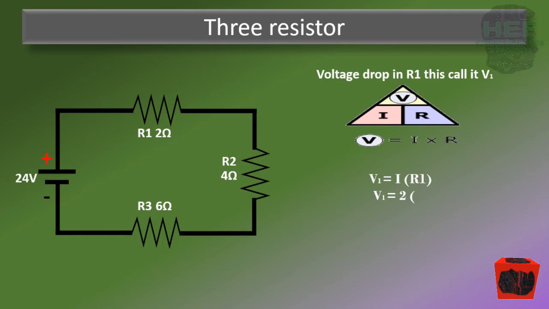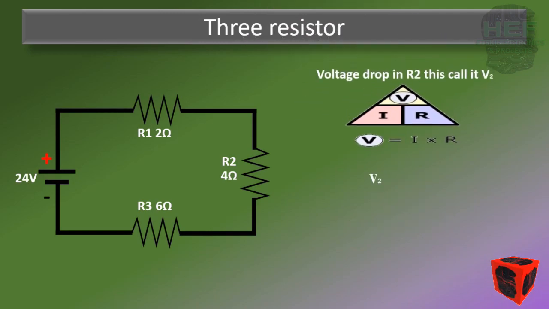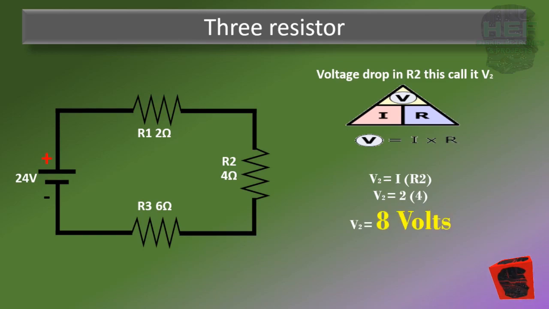So let's start with V1. V1 is going to be the current times R1. So that's a current of 2 amps times the resistance of 2 ohms. That gives us a voltage drop of 4 volts. Now let's move on to V2. The voltage drop across our R2, it's going to be I times R2. That's a current of 2 amps times 4 ohms. So that gives us a voltage of 8 volts.